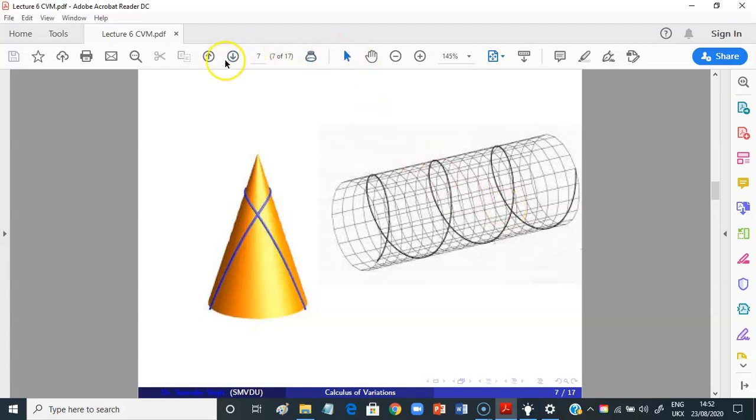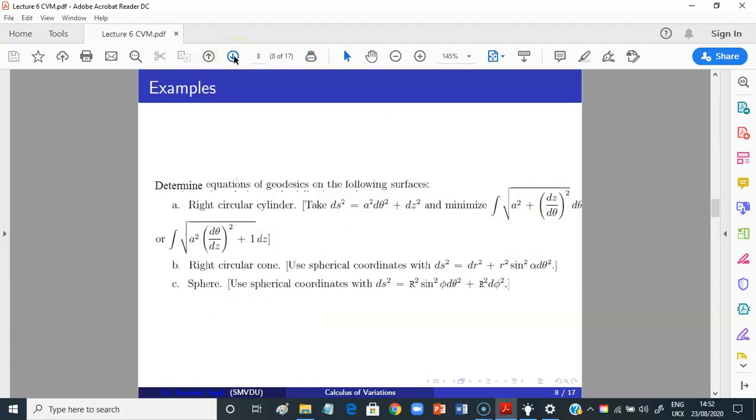You can see by solving these problems. So in this case, I am writing here three problems. Determine the equation of geodesics in the following surfaces: for the right circular cylinder, for the right circular cone, and for a sphere.